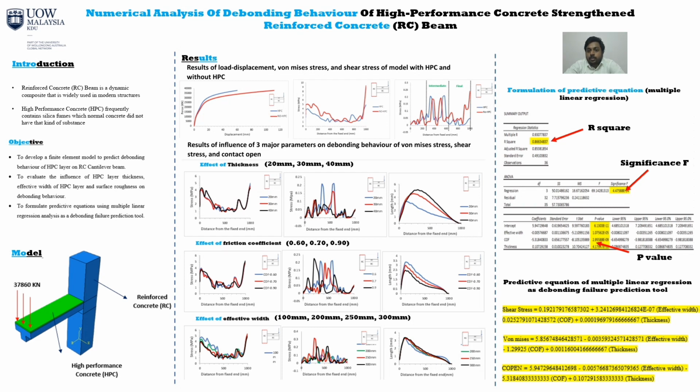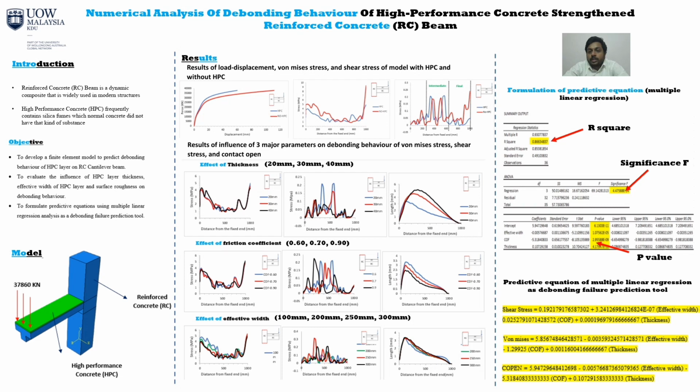So let's move on to the effect of effective width, and from these three graphs we can summarize that greater effective width does contribute to lower contact open, since the larger surface area of HPC restricts contact open from happening. Moreover, a smaller effective width of the high performance concrete layer produces less bond mixture stress and shear stress due to the smaller surface area of effective width.